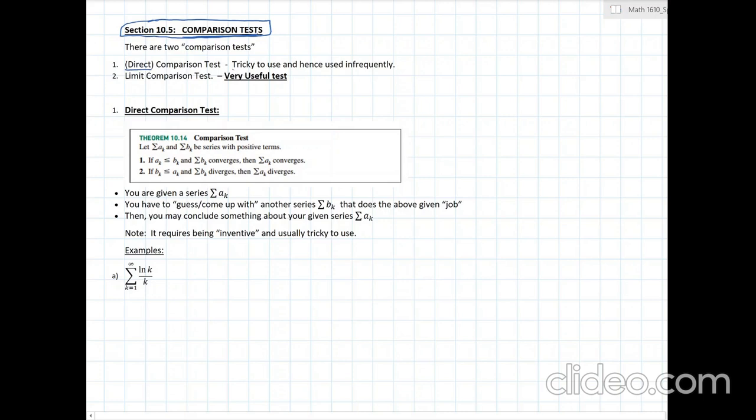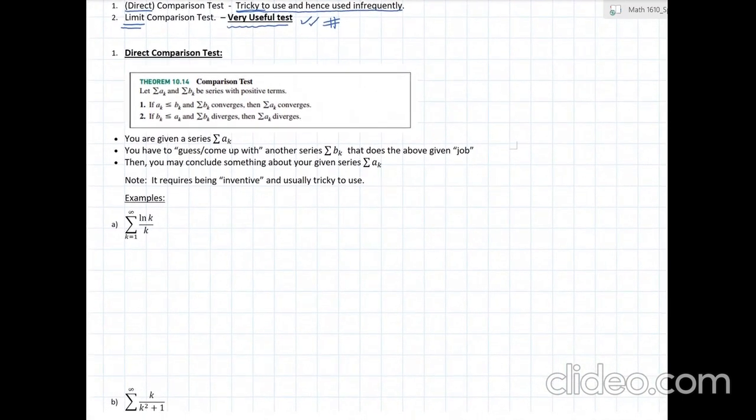Now this one is very tricky to use, and therefore used infrequently. On the other hand, the second one is called the limit comparison test, and this one is very useful. So we are going to devote more time, and we have to be very good at using the limit comparison test. So let's study both of them.